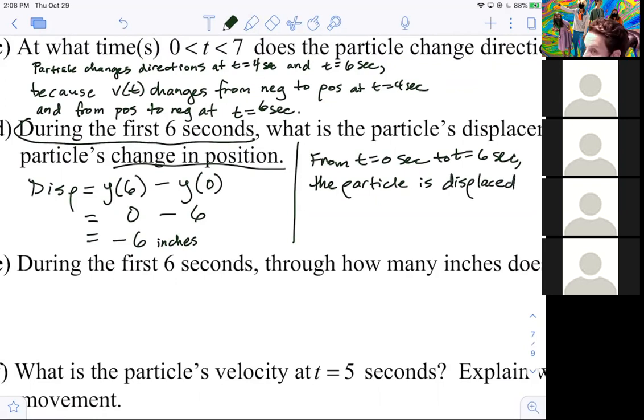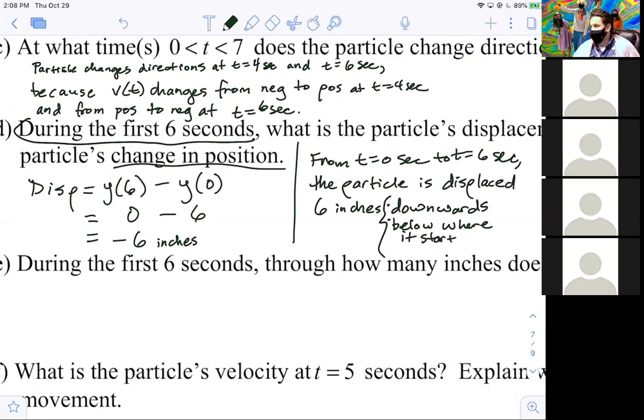And now we answer it like a vector. So magnitude first and then direction: displaced 6 inches down. Yes. Downwards. Yeah. That would work. I like downwards. Kind of implies movement. Or you could say 6 inches below where it started. You know, there's a lot of different ways to say that. Downwards would be kind of the easiest way to do it.